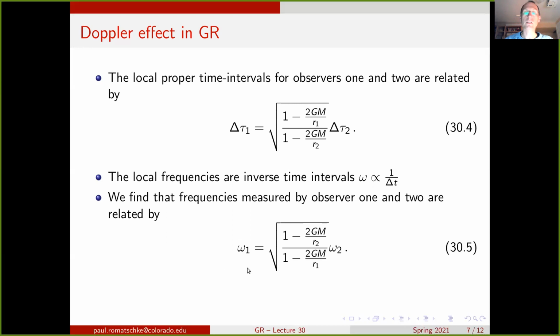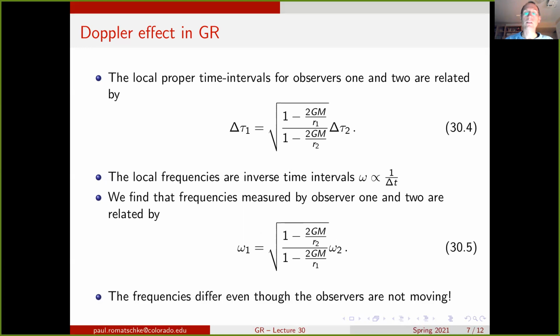So the frequency that observer 1 measures is given by the frequency that observer 2 has emitted times this square root of the Schwarzschild factor. The main point to consider is that here we find that the frequencies are different, even though the observers were assumed to be stationary, so not moving. In this sense, it's different from the usual special relativistic Doppler effect, because the special relativistic Doppler effect would not occur for observers or emitters that are stationary.